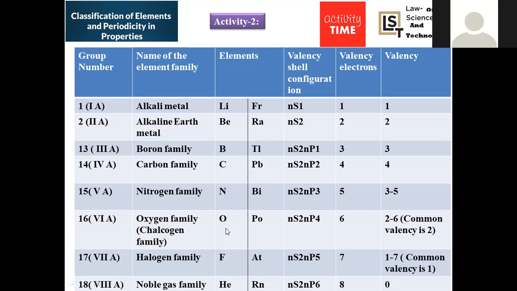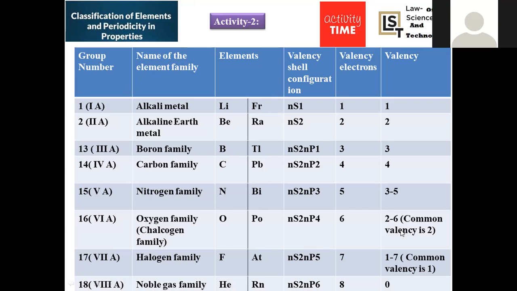If you go with water, in water, oxygen is surrounded with 2 hydrogen atoms, so its valency will be 2. So bivalent in nature, right? When you go with sulfur, H2S is there, dihydrogen sulfide. There, sulfur is able to form only 2 bonds, but it can be extended up to 6, meaning there is a possibility of 6 bonds around that central element.